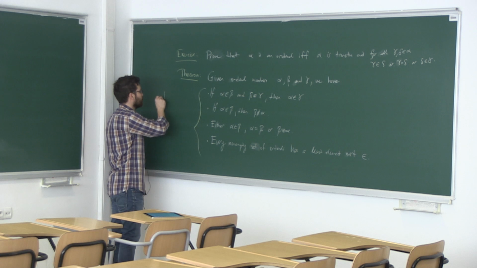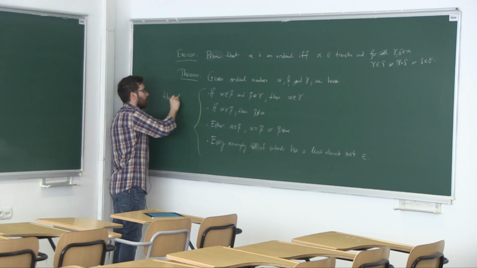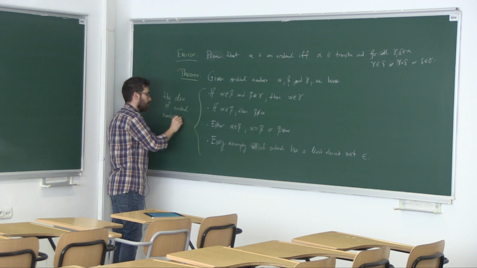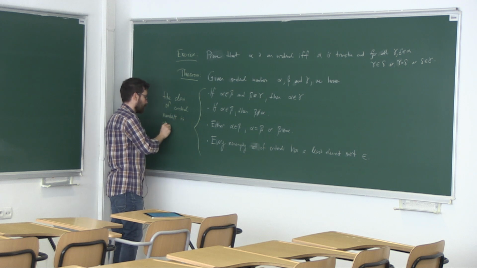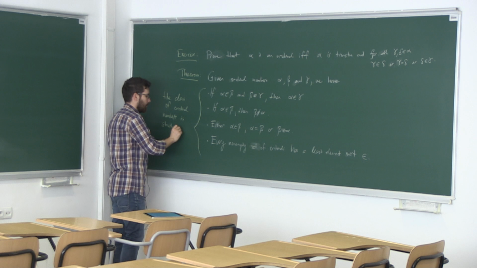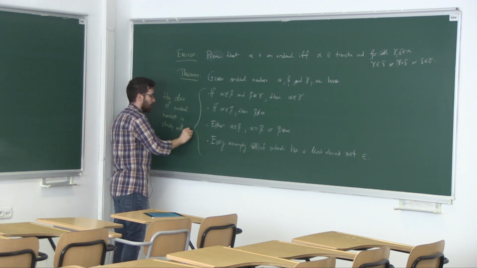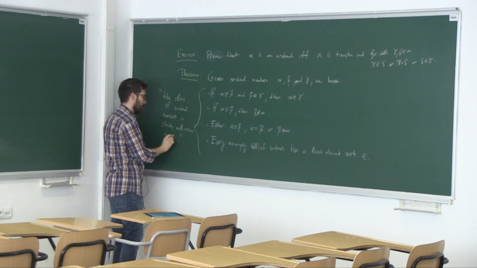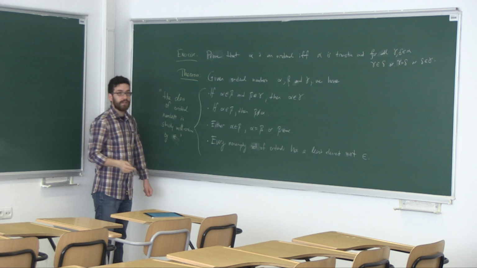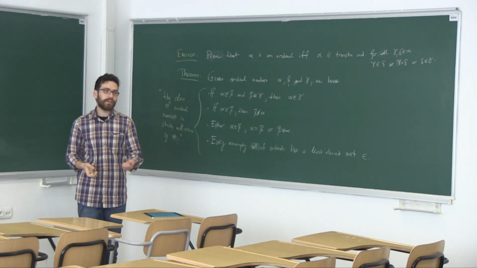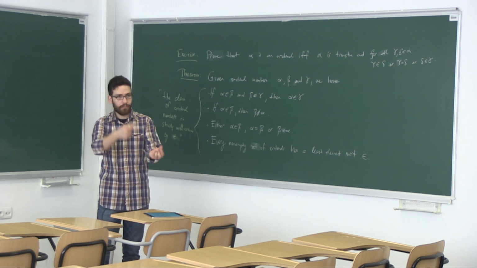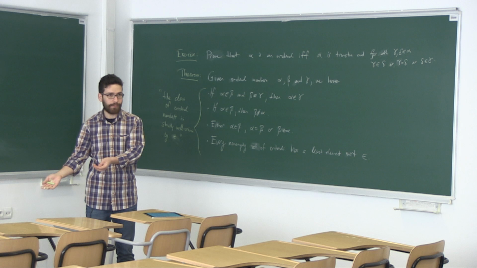It says that the class of ordinal numbers is strictly well-ordered by the membership relation. Now, I'm going to put this in quotation marks. Here's the reason. What's a strictly well-ordered set? It's a set together with a relation satisfying blah blah properties.